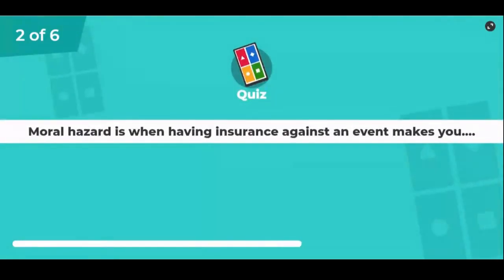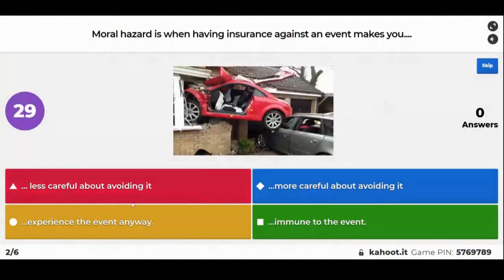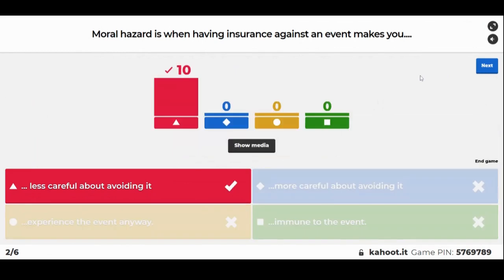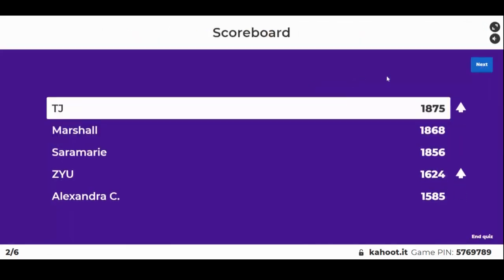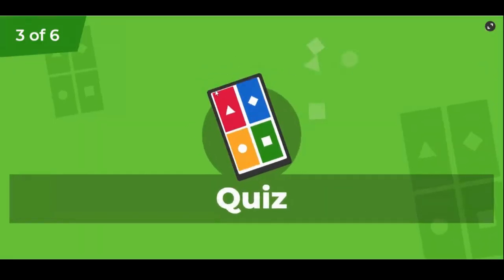Next. Moral hazard is when having insurance against an event makes you what? Less careful? More careful? It makes you experience it anyway? Or it makes you immune to the thing? What is moral hazard? Need one more person to answer. There we go. Everyone got it right. Excellent. So you all know what moral hazard is. TJ is ahead.